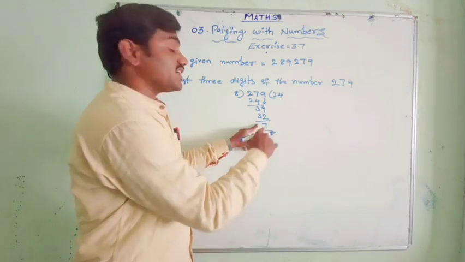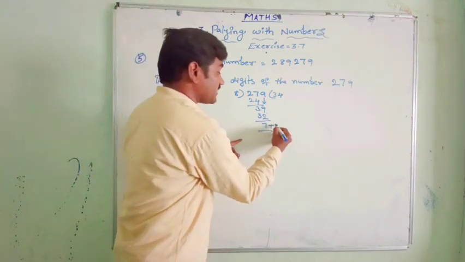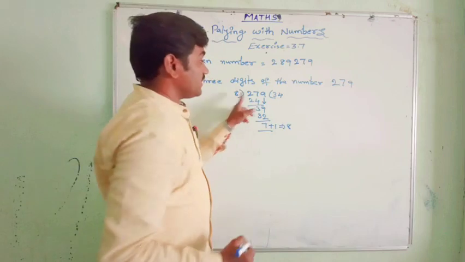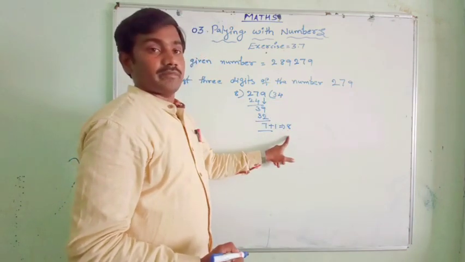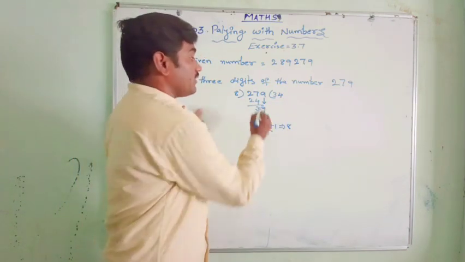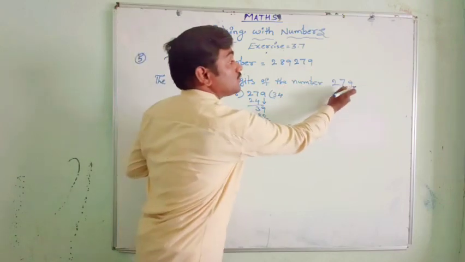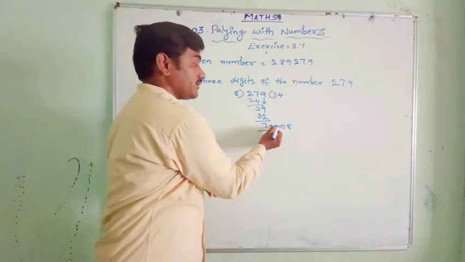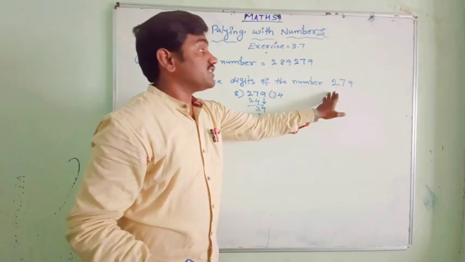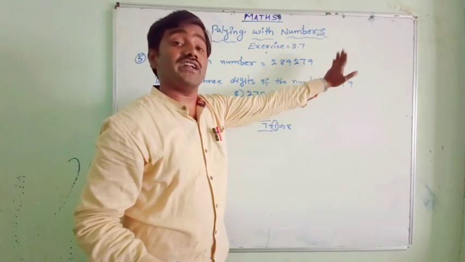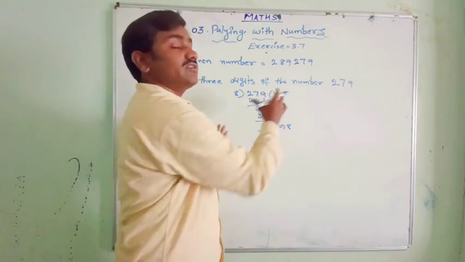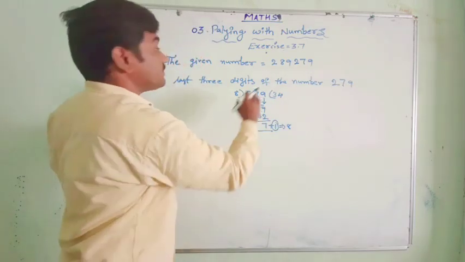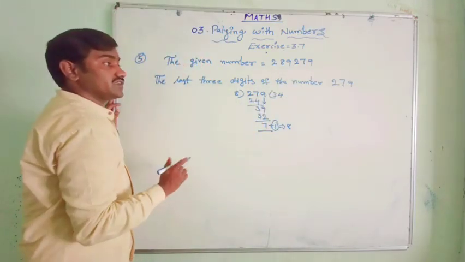The remainder should be 0. If you add 1 here, it becomes 280, which is possible in the 8 table. So instead of 279, we need to add 1. If it is 280, then it is divisible exactly. Hence, the last 3 digits of the number are 279.